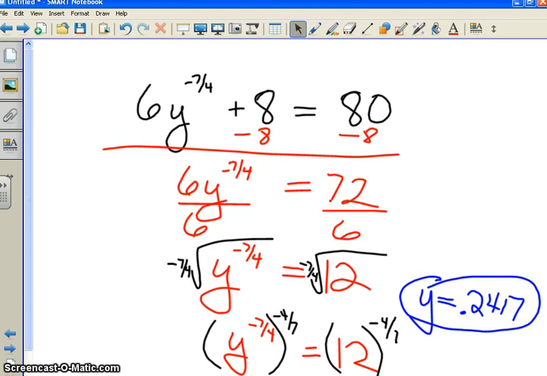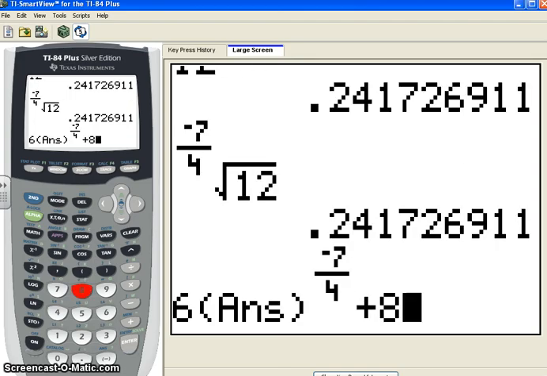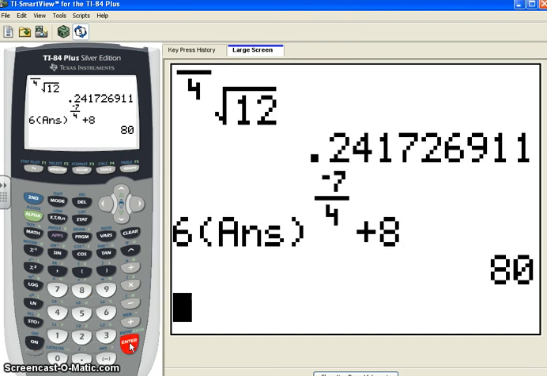The other thing to keep in mind here, what's nice about solving equations, you've always got a way to check yourself. So if I think y is 0.2417, I can plug that back into my original equation and make sure we get 80, and I'll do it right on my calculator. At the bottom of the screen, you can see I've done 6 times my answer to the negative 7/4 power plus 8 equals 80. So our 0.2417269111 is the correct answer. It checks out.